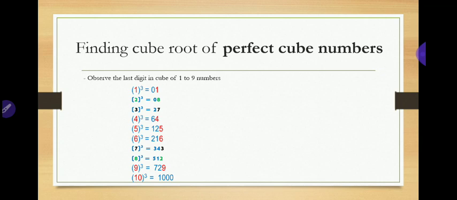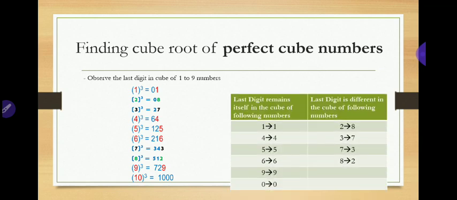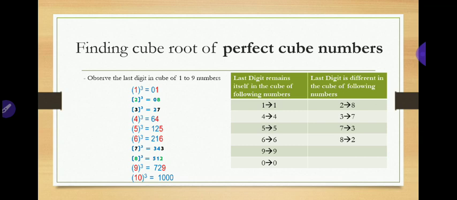So if you observe all these 10 cubes, you will find that the cube of 1 is 1, cube of 4 is 64, cube of 5 is 125, cube of 6 is 216. That is, for a few numbers the last digit remains itself in the cube, but the last digit changes for some numbers. So I have written those observations in the form of a table.